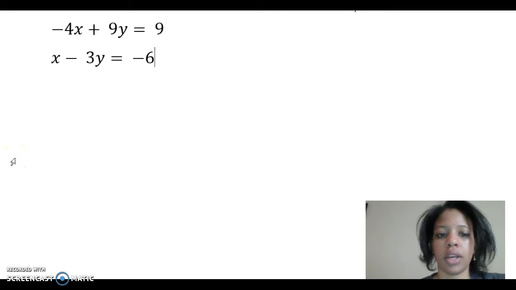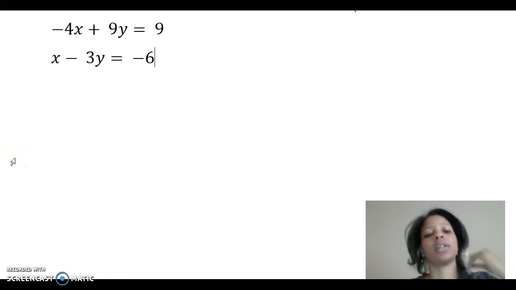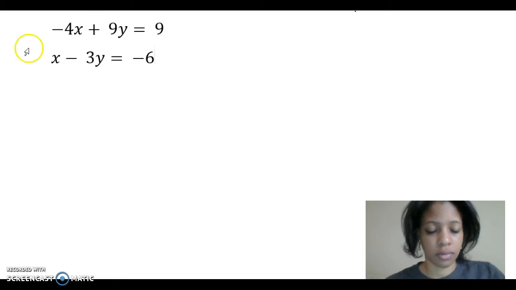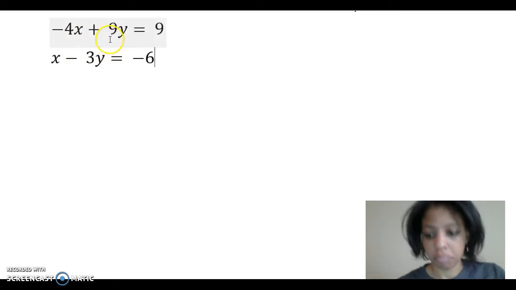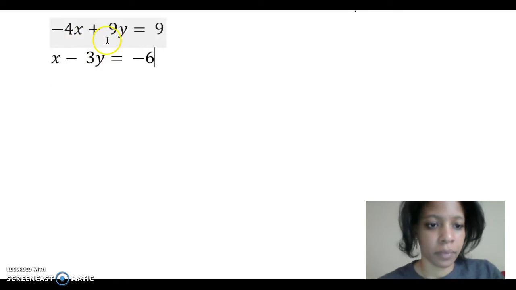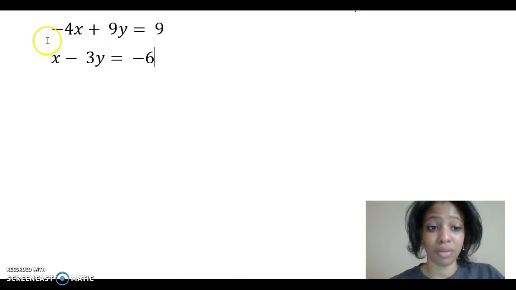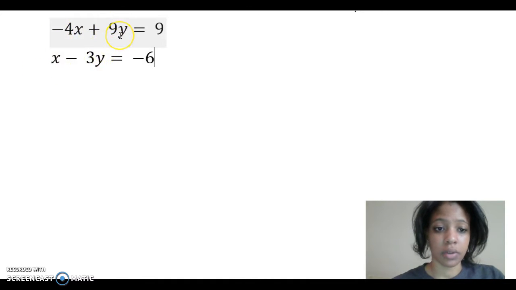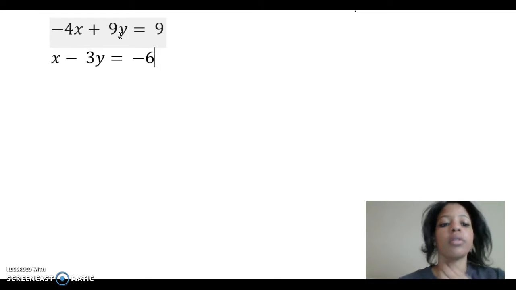Alright, this is number 10. This is the last one I'm doing. You guys have 11 and 12 to do on your own. So first, notice everything's lined up. Great. Then again, we don't have any opposite coefficients, right? But we have some options of what we could do to create opposite coefficients.